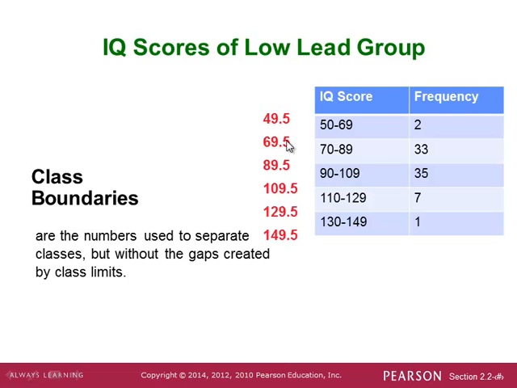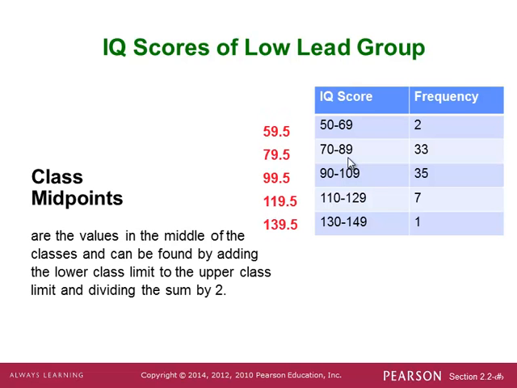And then it's going to be exactly halfway between the upper limit of the one and the lower limit of the next one. So 89.5 is halfway between 89 and 90. And 109.5 for this boundary here, and so forth. And notice that the difference between each successive class boundary is 20, just like the difference between each of these lower class boundaries is 20 as well. It's going to have the same difference between the class boundaries as between the lower and the upper class boundaries, 20 in this case.